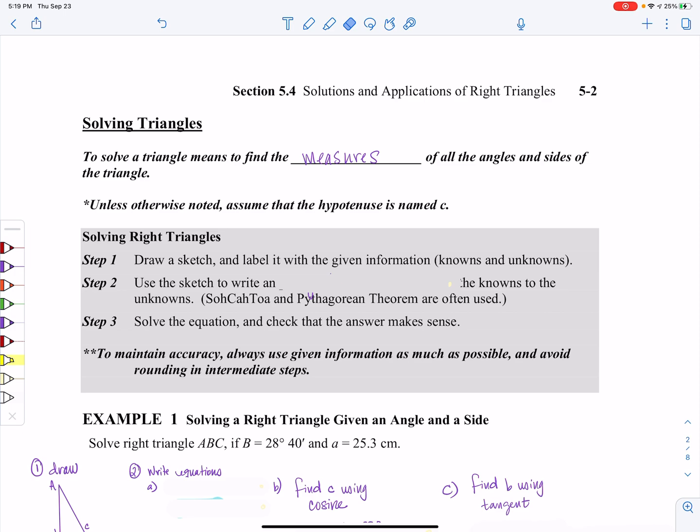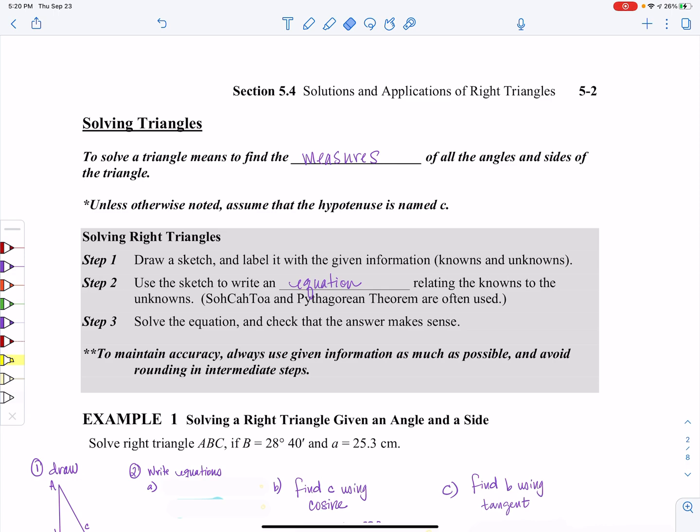So I've got a how-to list here. The first thing you want to do is just draw. Put all the stuff you know, all the stuff you want to know on your picture. For step 2, use your sketch so that you can write an equation. This equation is going to involve the things that you know and whatever it is that you want to know. Frequently, SOHCAHTOA and the Pythagorean Theorem are going to be used to write your equations. Step 3, just solve. Make sure your answer makes sense.